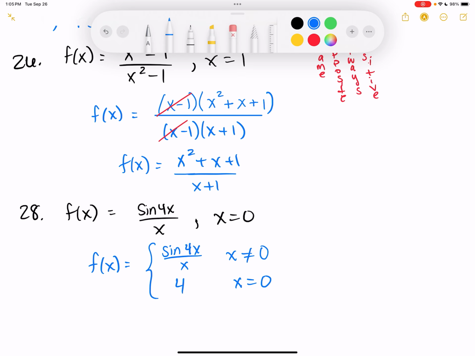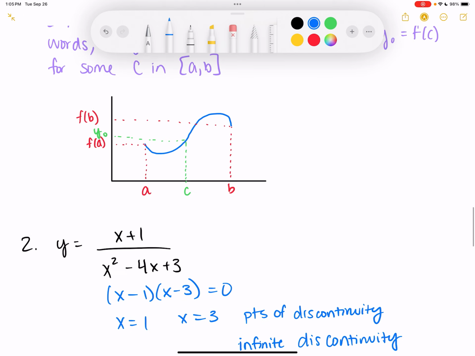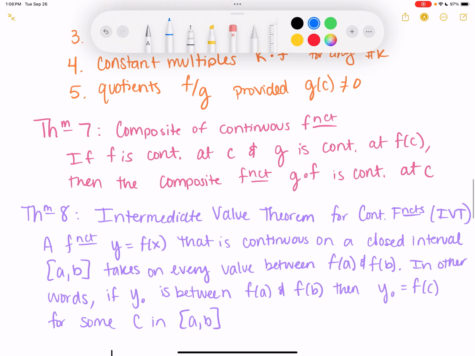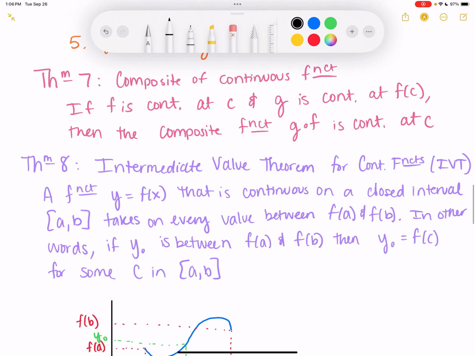All right, the next problems deal with Theorem 7, so I'm going to scroll back up and look at Theorem 7 just for a second so we see what we're dealing with. Composite of continuous functions: if f is continuous at c, and g is continuous at f of c, then the composite function g of f is continuous at c. So these say to show that the given function is continuous.